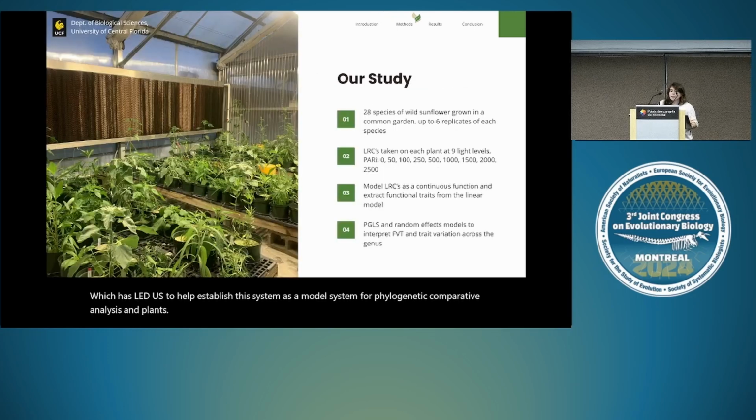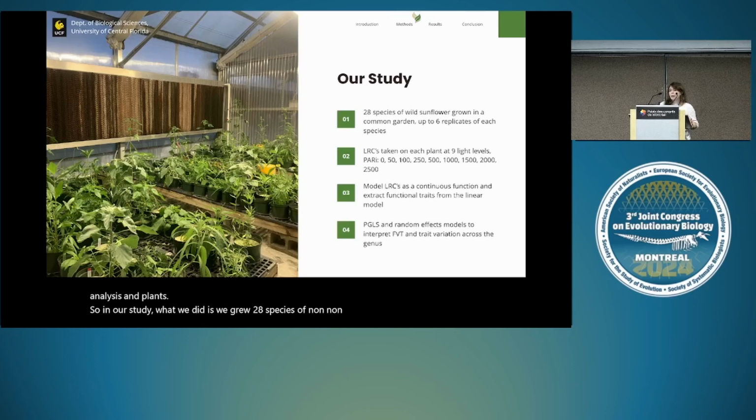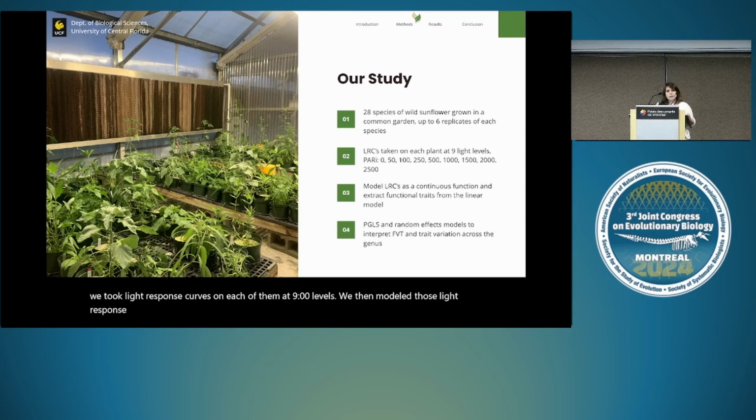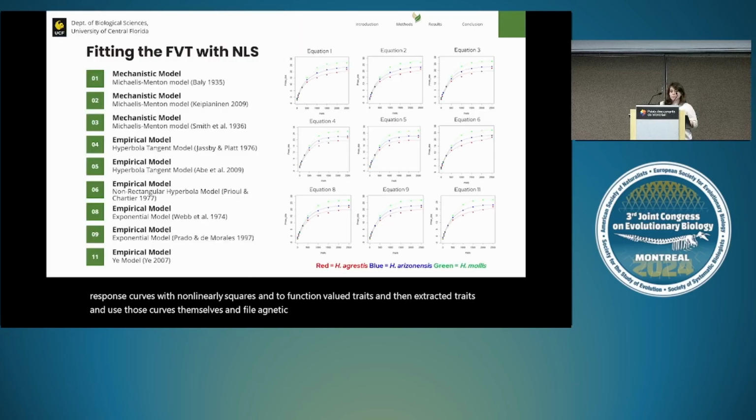So in our study, what we did is we grew 28 species of non-hybrid diploid wild sunflower, and we took light response curves on each of them at 9 levels. We then modeled those light response curves with nonlinear least squares into function valued traits, and then extracted traits and used those curves themselves in phylogenetic comparative methods.